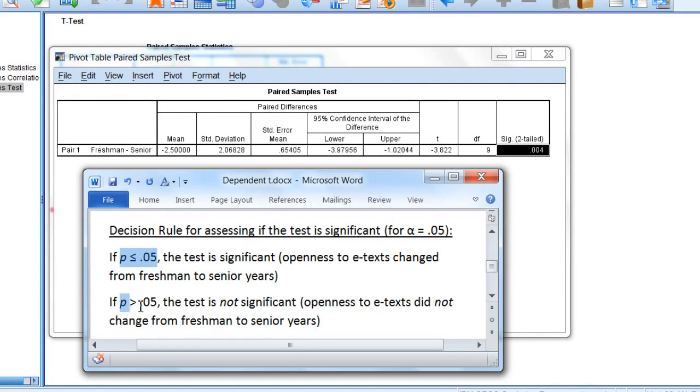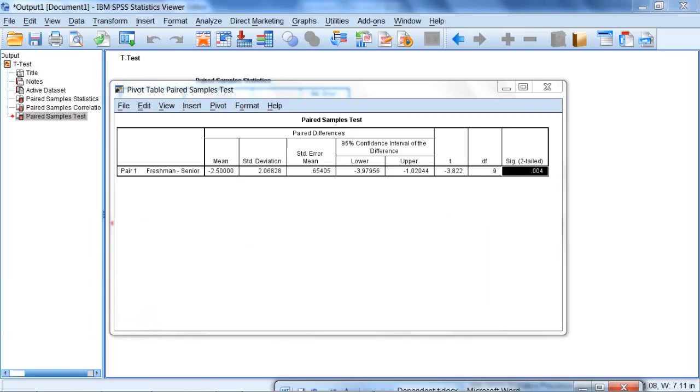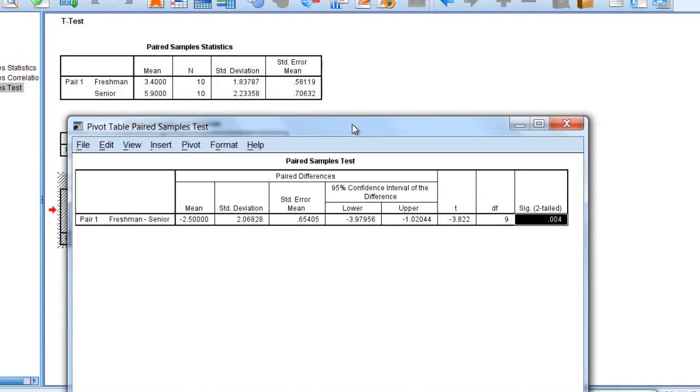Applying our decision rule as always, we can see that the p-value of 0.004 falls into this first condition here. It's less than 0.05, indicating that the test is significant, which means that openness to e-texts changed from the freshman to senior years. So since we know that the test is significant, we'll look back at our means once again, and we can see here that seniors were significantly more open towards e-texts, as they have the higher rating, than were freshmen. So next we'll write these results using APA format.